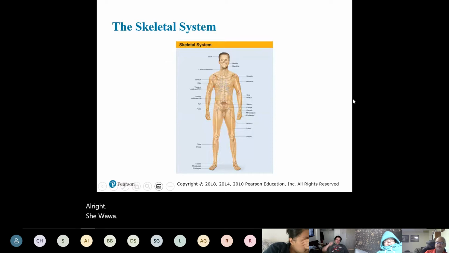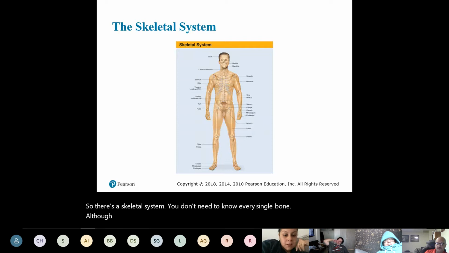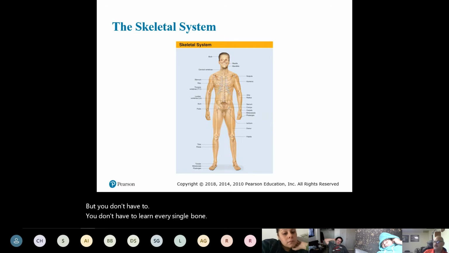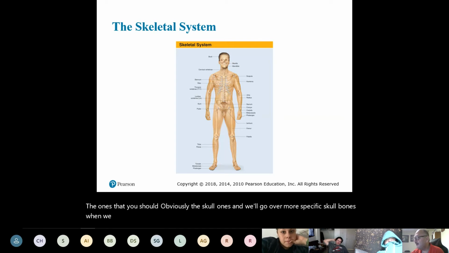So there's a skeletal system. You don't need to know every single bone, although that always helps. But you don't have to learn every single bone. The ones that you should, obviously, the skull ones, and we'll go over more specific skull bones when we get to that point.